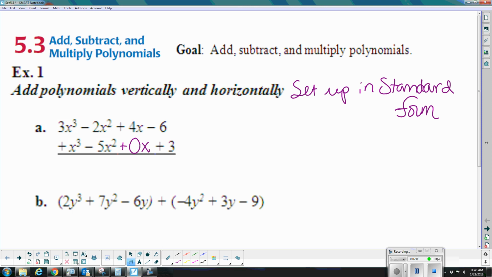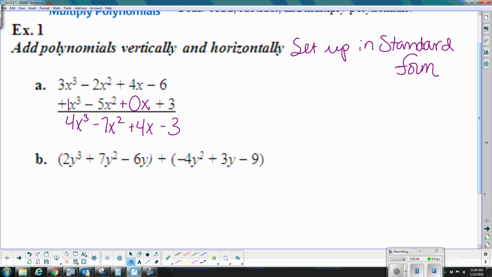So adding these polynomials vertically, once you have them in standard form, you're just adding the like terms together. So 3x cubed plus 1x cubed is 4x cubed. And then a negative 2x squared minus 5x squared is a negative 7x squared. And then a 4x plus a 0x is a positive 4x. And a negative 6 plus 3 is a negative 3. So careful with your signs. Make sure that you carry the sign in front of the coefficient with that term so that you don't make sign errors.